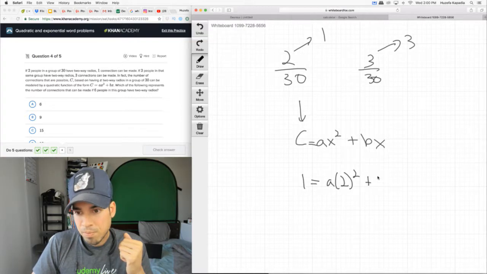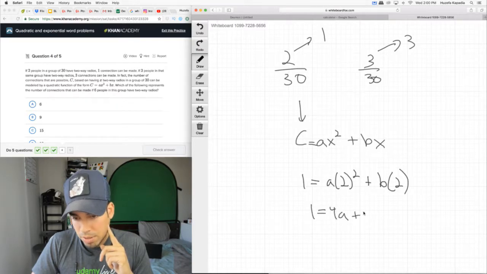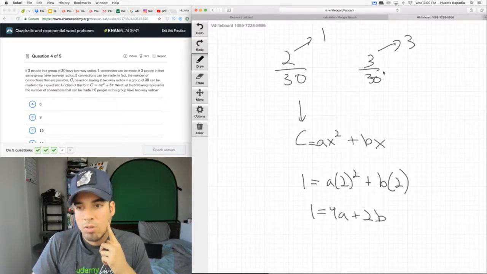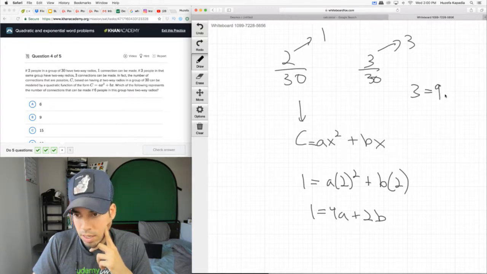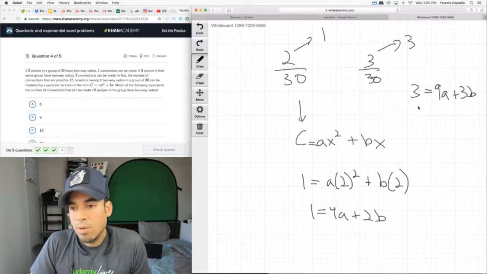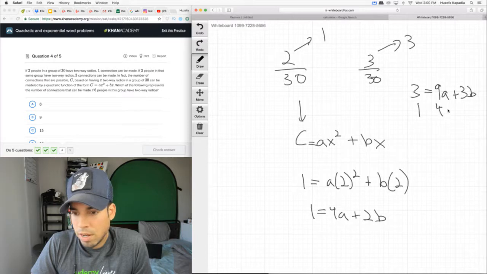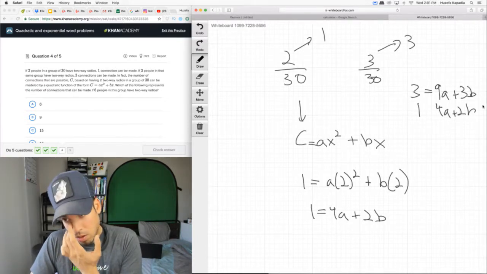Plus B times 2. Okay? So 1 equals 4A plus 2B. We know that. We also know that C equals 3 when X equals 3. So it's 3 equals 9A plus 3B, right? Now we have a system of equations, 4A plus 2B, and we can solve for A and B.